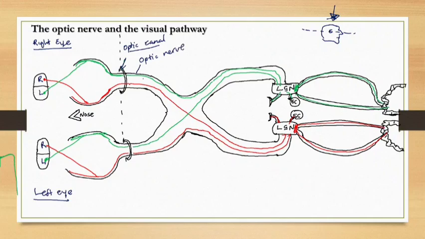The optic nerve, right and left, in the region right above the sella turcica, or the Turkish saddle, you have this decussation of the nerve fibers. This is called the optic chiasma.